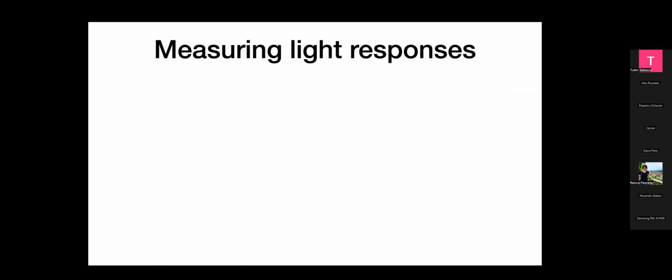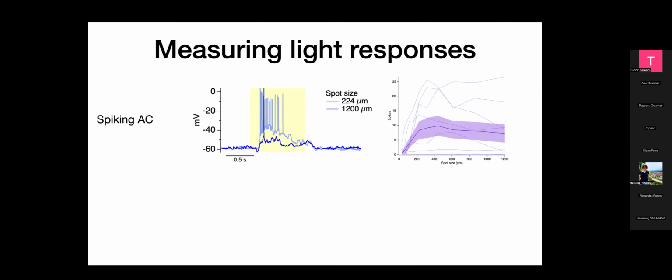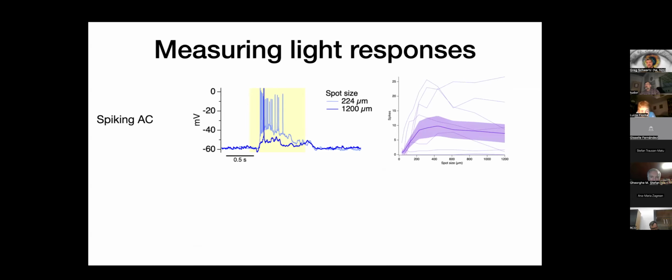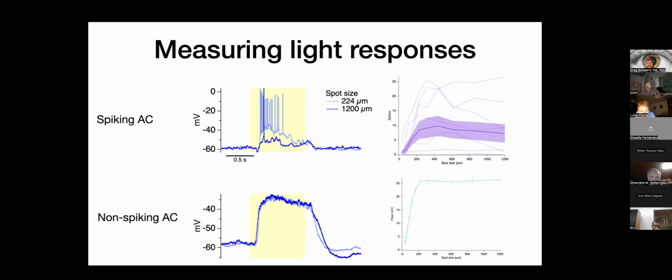Of course, we can also measure the light responses. And again, we do so by showing spots at different sizes to the cell, like we did for the ganglion cells. For a spiking amacrine cell, we can measure the spike rate as a function of spot size, and you get curves like this. But for a non-spiking amacrine cell, we simply plot it as the peak voltage change as a function of spot size. So there's a non-spiking amacrine cell.